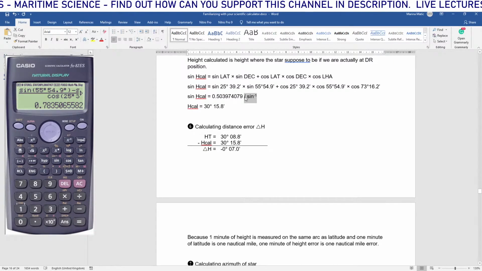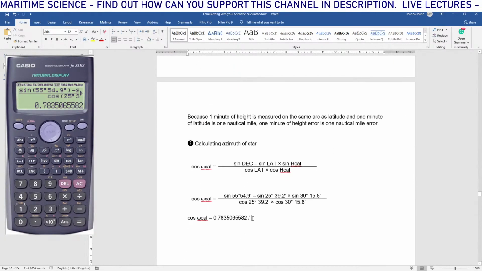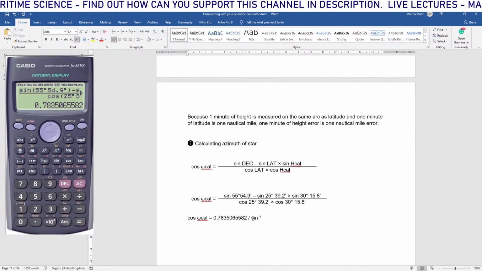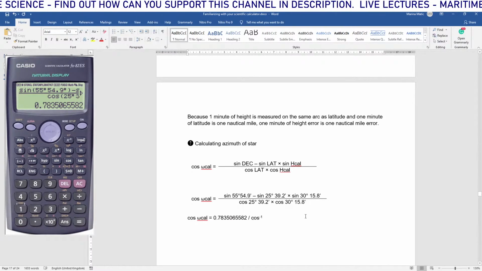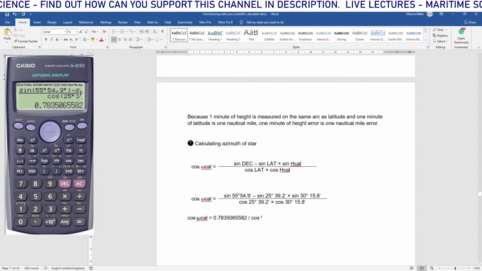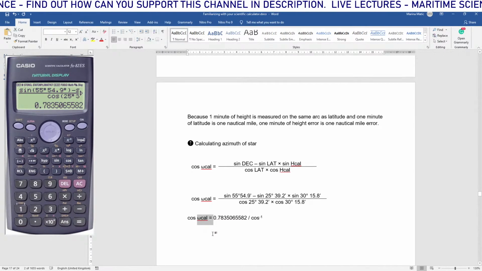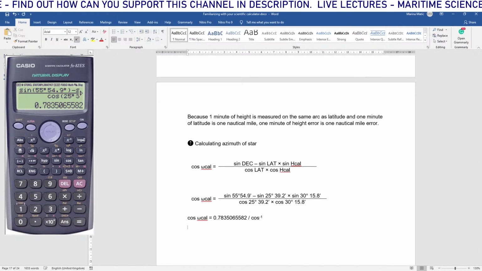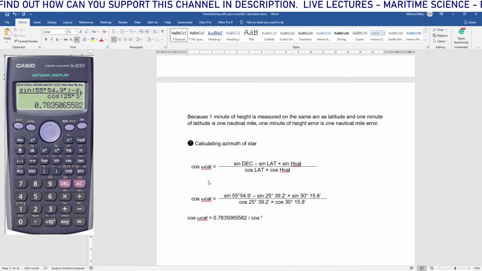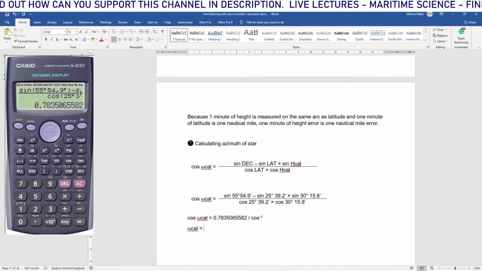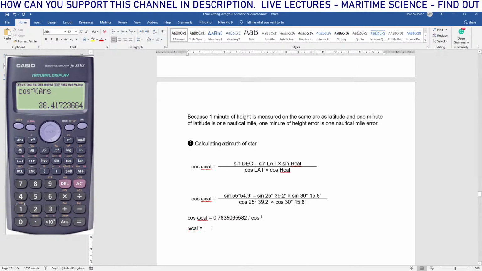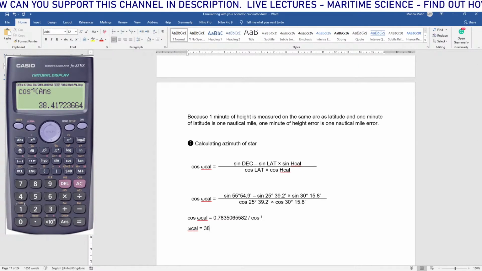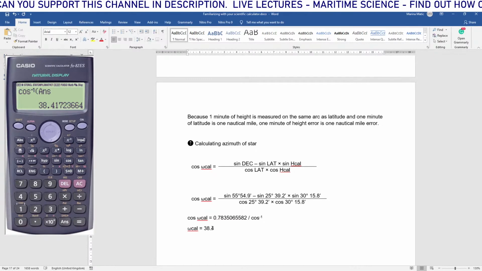And once again, I need to convert this. I'm going to cheat and copy. I need to convert this into cosine reverted to get azimuth calculated. Azimuth calculated. So shift cosine equals 38.4. This is an angle.